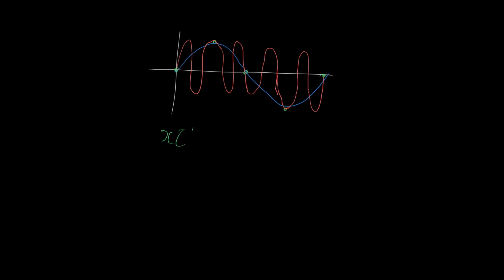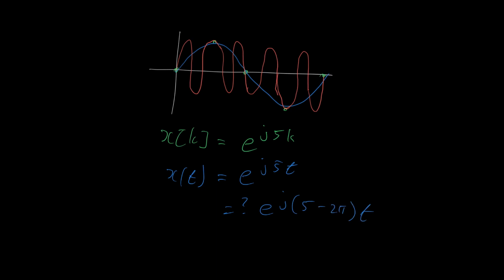I am given a sequence x of k, and I somehow discover that I can write x of k as e to the j 5k. I can now find an infinite number of possibilities for my x of t that will equal x of k whenever t equals k is an integer. For example, I can choose x of t to be e to the j 5t. That's easy. But I can also choose it to be e to the j (5 minus 2 pi) t, and that will also agree with my samples at every point k an integer.